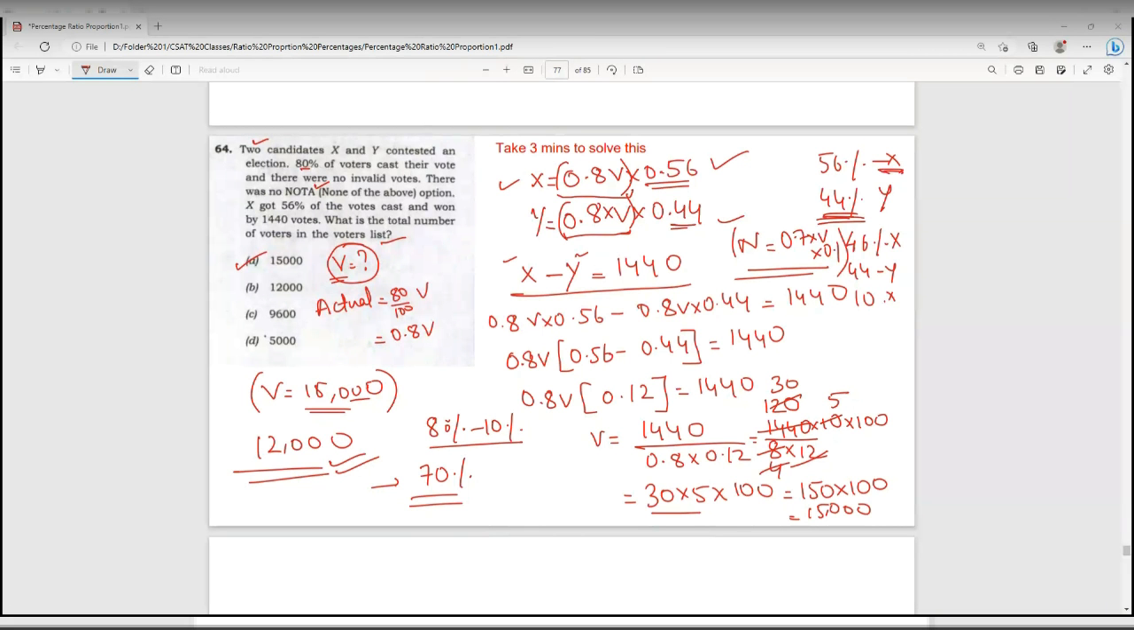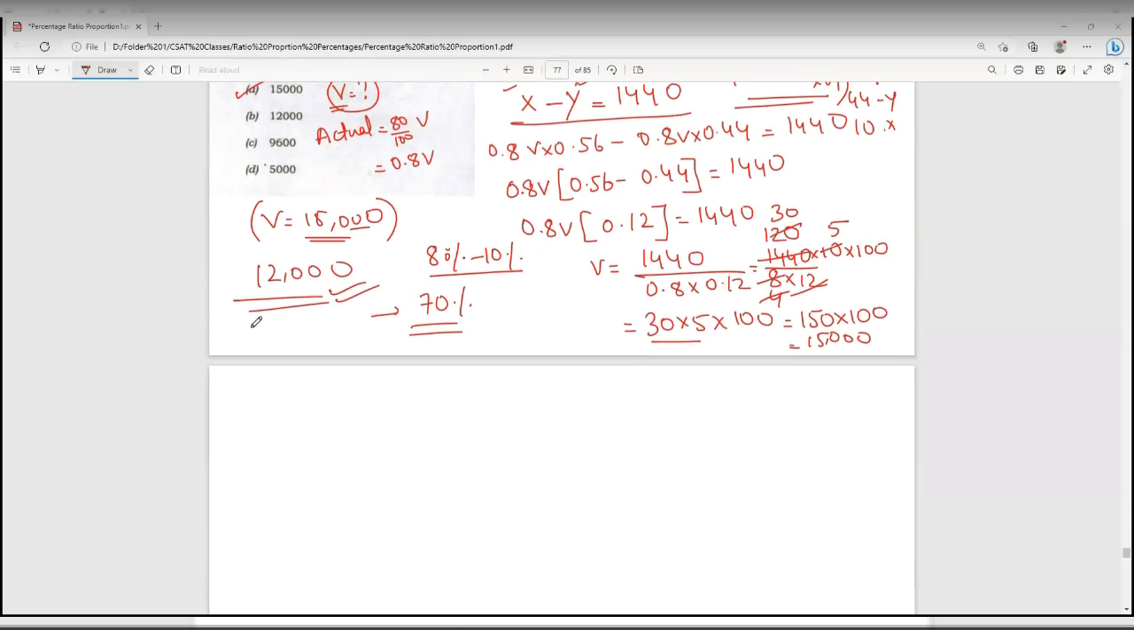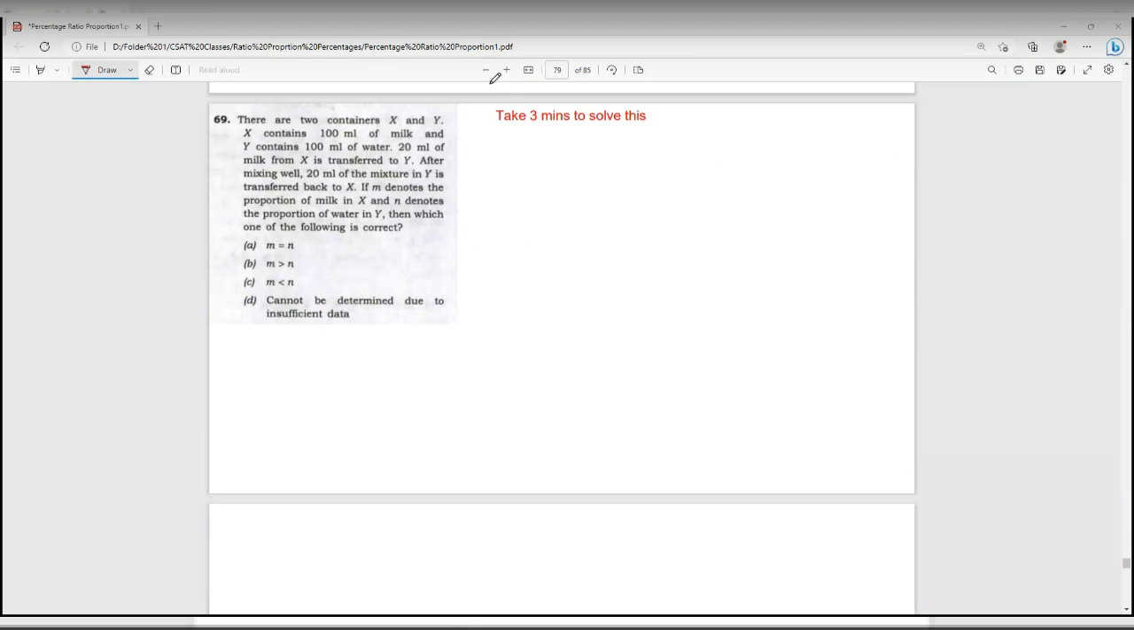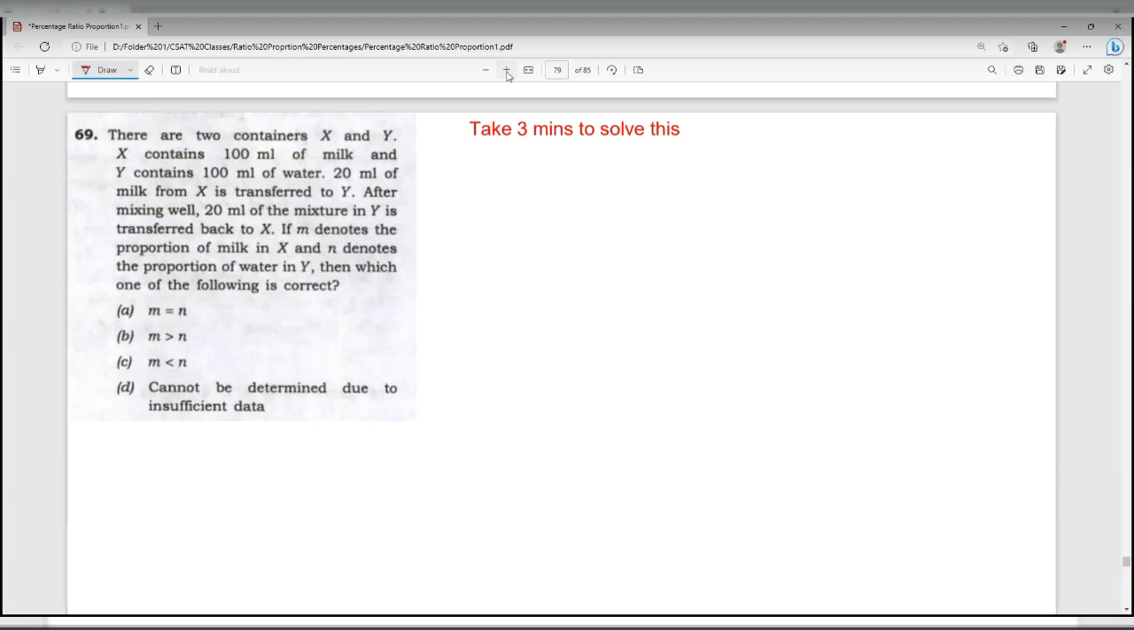So I hope the doubt is cleared. If there are still any questions or doubts, please ask, or else we'll move to the next question. Okay, I guess there are no more doubts in this question. We'll move to the next question. So take 3 minutes to solve this.